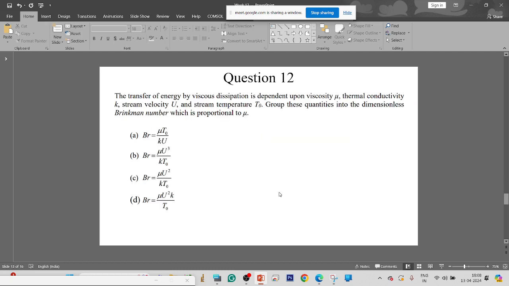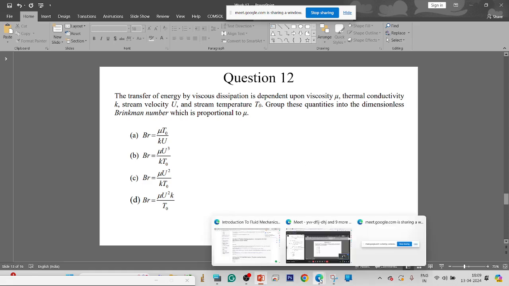Okay, next question. The transfer of energy by viscous dissipation depends upon the viscosity, thermal conductivity, the stream velocity and stream temperature. Group these quantities into the dimensionless Brinkman number. Which of the following is proportional to mu?